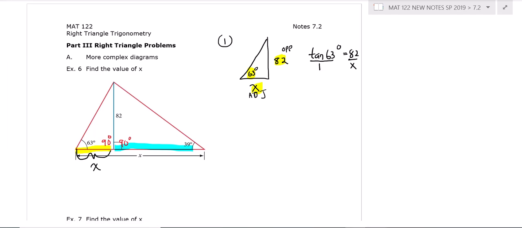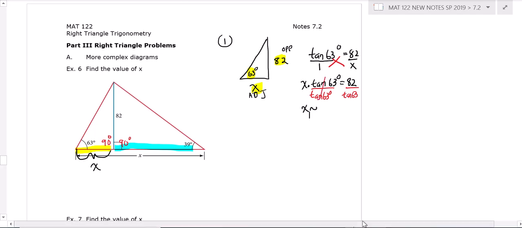Again, you can cross multiply on this. So you would have x times tangent of 63 is equal to 82 times 1, or 82. You're solving an equation. What do you need to do to get x by itself? You need to divide both sides by tangent of 63 degrees. Then you're just going to go to your calculator to finish this up. That would give you x, and we just need to do this in the calculator.